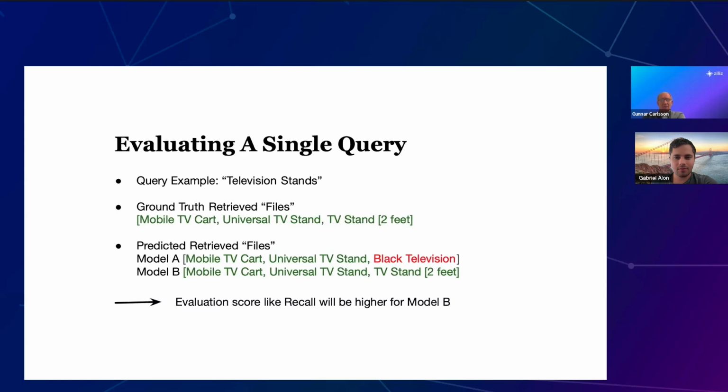So the evaluation score will reward the model that is actually getting the ground truth predicted correctly. You'll also see evaluation metrics that reward getting the right ranking of predictions correctly as well. You're probably familiar with this when you go to Google search or you go to Amazon: you're more interested in the top search results than the results on page 12.